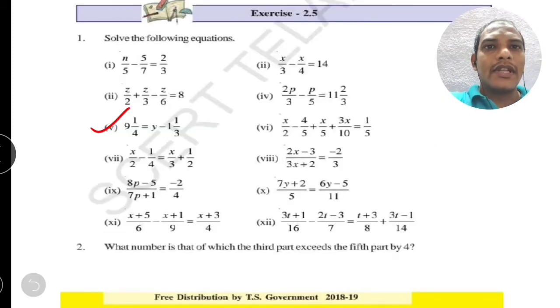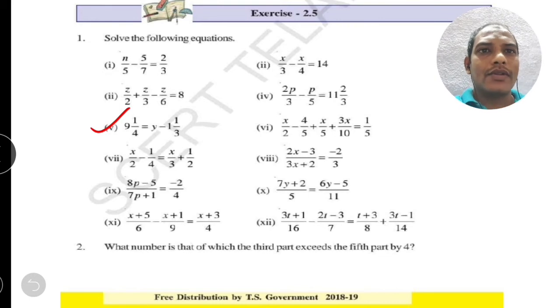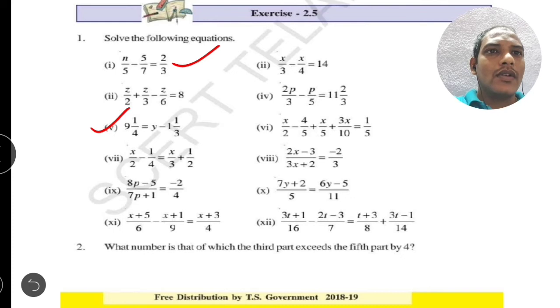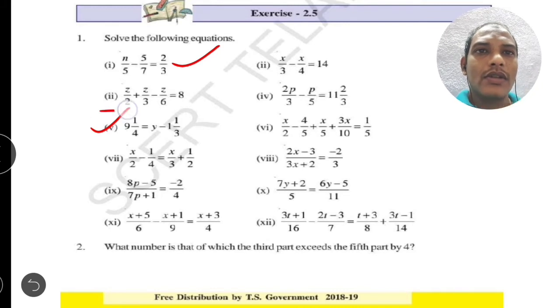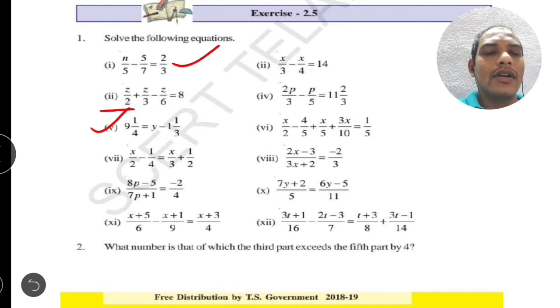So children, in the previous class we completed the first problem and the fifth problem. So let us do the second problem. Here the question numbers were given wrongly, that is the third question. Second, third, fourth and sixth are similar questions, because the variable is on the LHS.